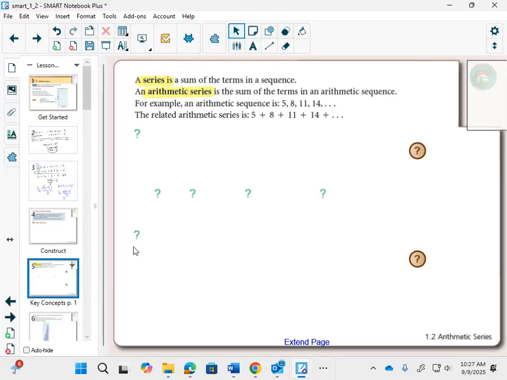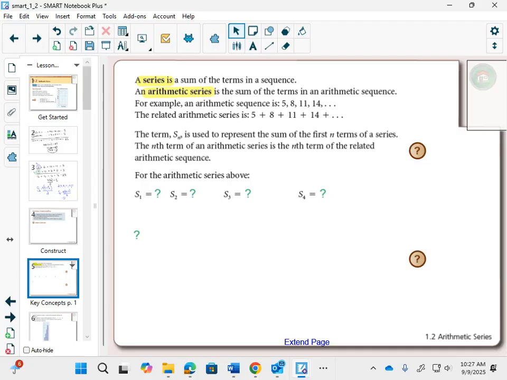And on the bottom or in the middle of page 15, we can highlight that the word series stands for adding up the terms of a sequence. So an arithmetic series is adding up the terms in an arithmetic sequence. And we use big S for the sum. And so you can say S1 would just add the first one.